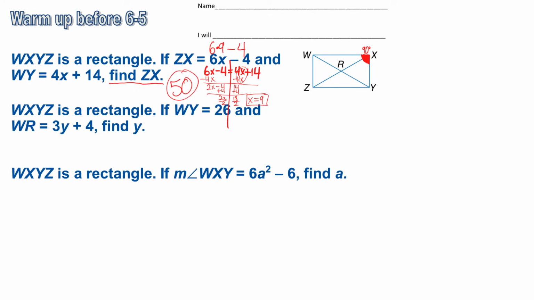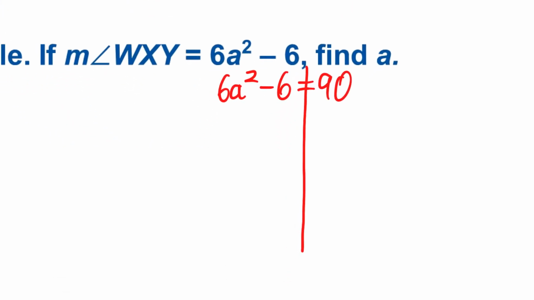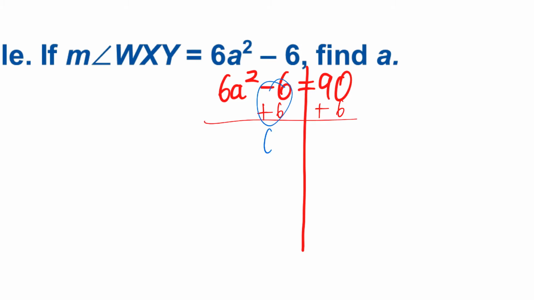So I'm going to set those equal. 6a squared minus 6 equals 90. Okay, so we're going to add 6 to both sides. So this zeroes out. We get 6a squared equals 96. Then what?